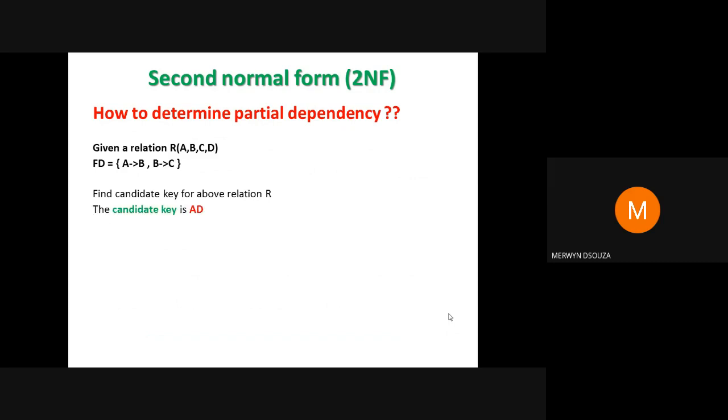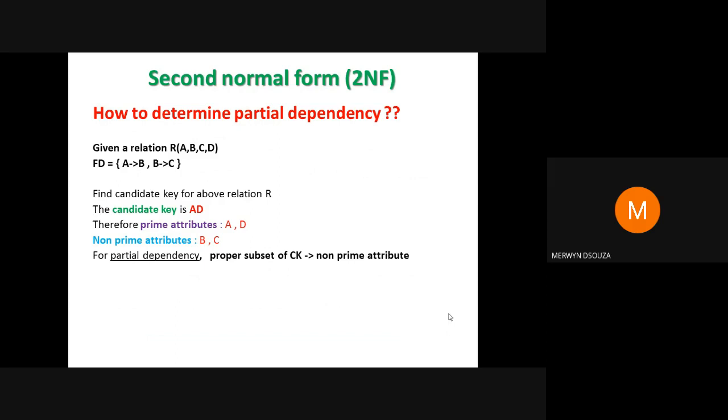For this relation R, the candidate key is AD, and the prime attributes are A and D. You can check if there are more candidate keys, but there are no more candidate keys. Therefore, you can conclude that the non-prime attributes are B and C.